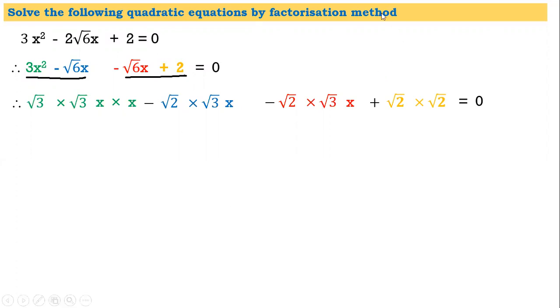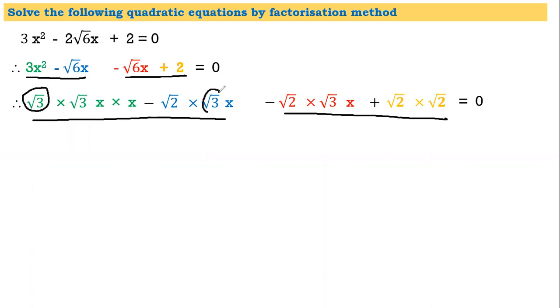Now let us try to find the common factor, students. This is the first two terms as we had underlined before, and this is the last two terms. Now let us see what is common in the first two terms. I can see root 3 common and we can see x common. There is nothing else common. So outside the bracket will be root 3x and inside the bracket will be root 3x minus root 2.